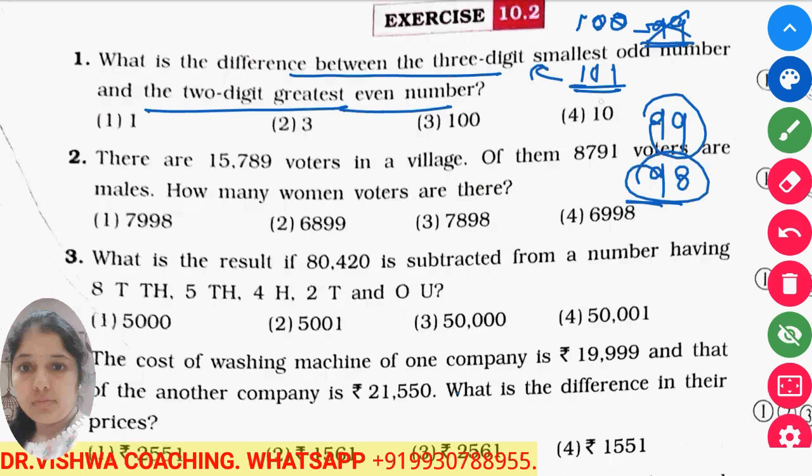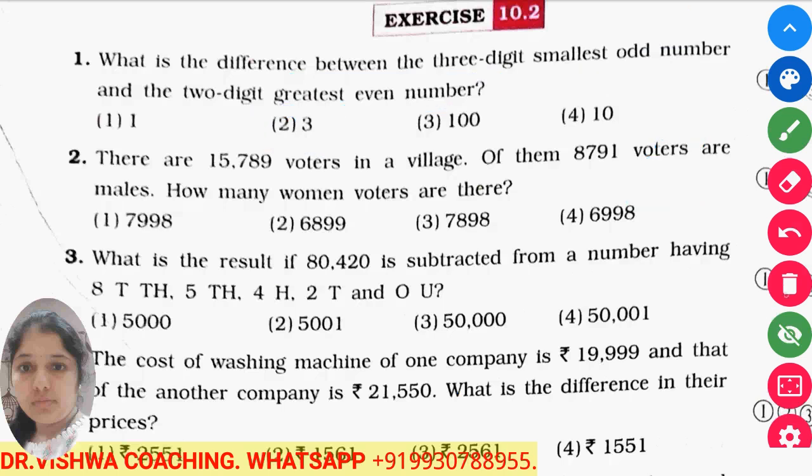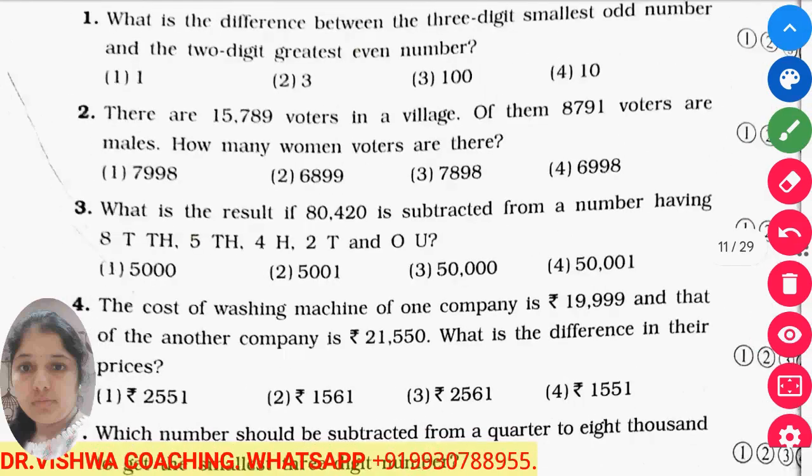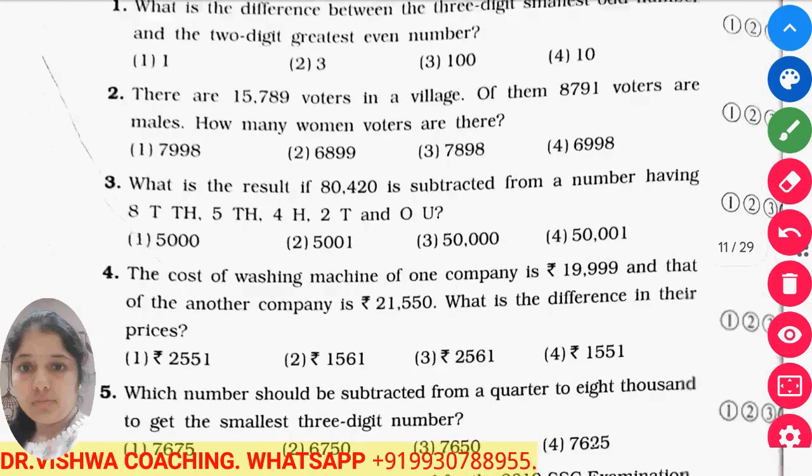Now what is the difference between 98 and 101? So 3 is the difference. You can subtract and find the difference. You have to subtract this 98 from 101. Okay.